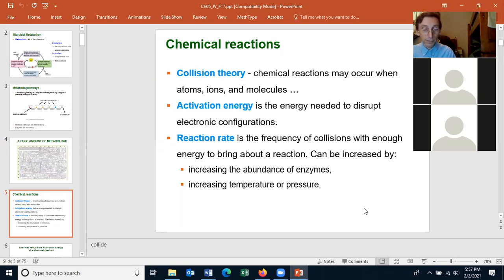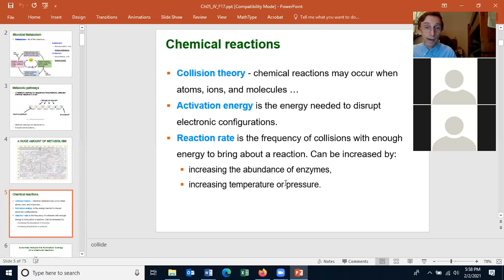By increasing the temperature, you give the molecules higher energy. They're moving around more rapidly. And if they have higher energy and they're moving more rapidly, when they collide, they're more likely to have the energy they need to reach the activation energy.